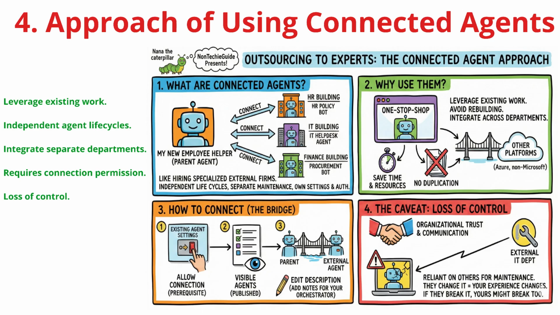Panel 3 explains the connection process. It's like building a bridge. The target agent must first allow connections. Once visible, you connect and edit its description, so your orchestrator knows exactly when to call that external expert. But Panel 4 highlights the major caveat, loss of control. You are reliant on other teams. If the IT department changes or breaks their agent, your user experience is affected too. Success here requires significant organizational trust.